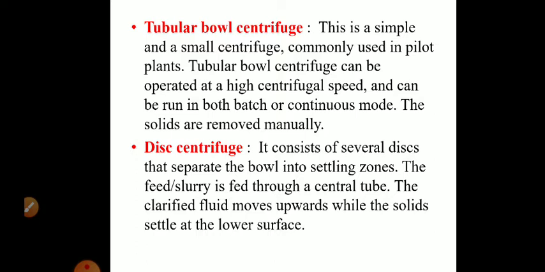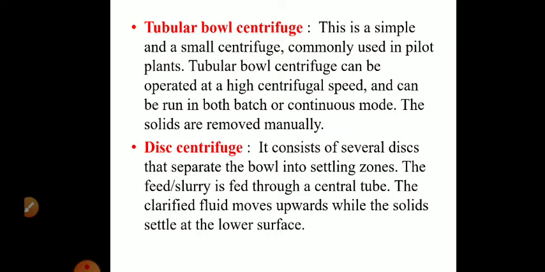The second type is the disc centrifuge, which consists of several discs that separate the bowl into settling zones. So the disc centrifuge consists of several discs, and the bowl is separated into settling zones where the solids can settle. The slurry is fed into the bowl of the disc centrifuge through a central tube. The clarified fluid, that means the liquid part, moves upward while the solids settle down at the lower surface into the settling zones.